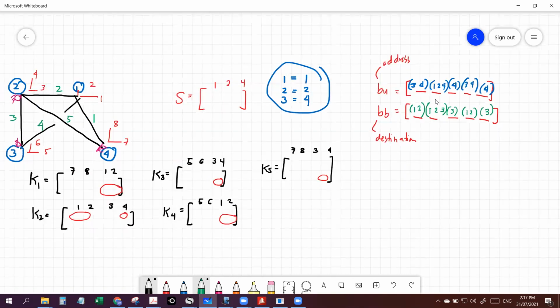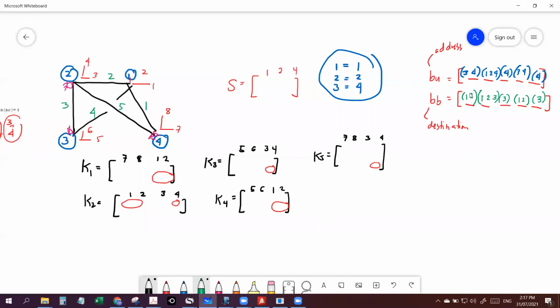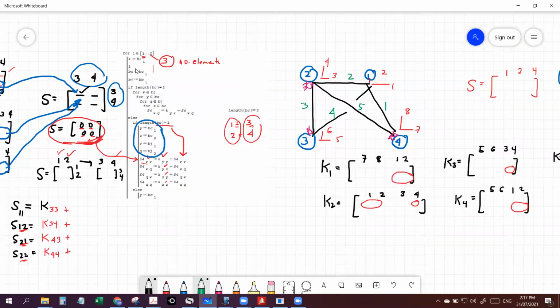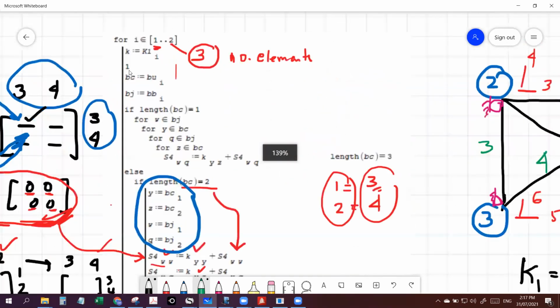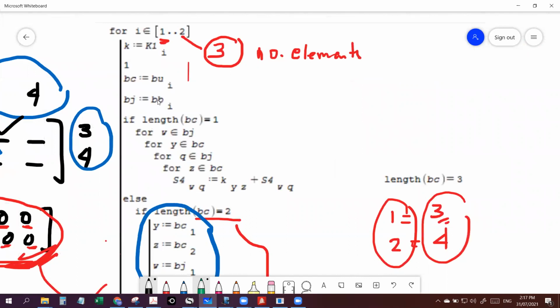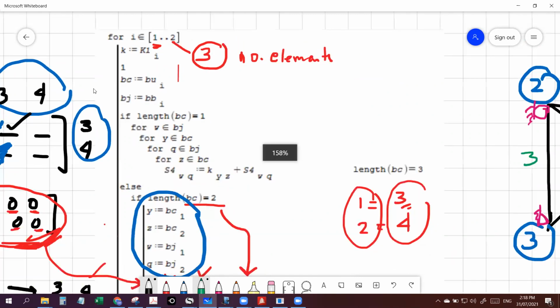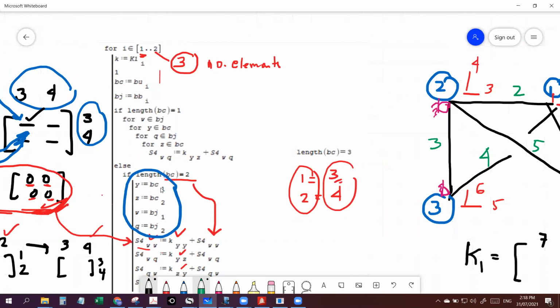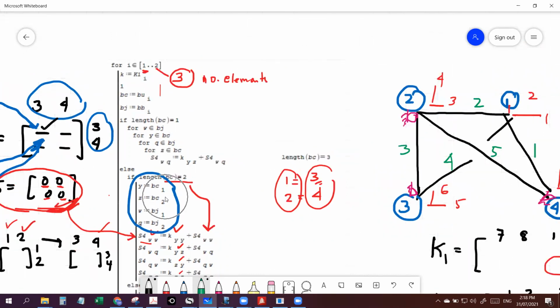So once you have this BU and BB matrix, you will need that. Notice, BU, BB, if I refer here, I converted it to the BC variable and BJ. Okay? Then once SMAT detects that BC is 2, it will prepare this formula. So that means for 2 by 2.